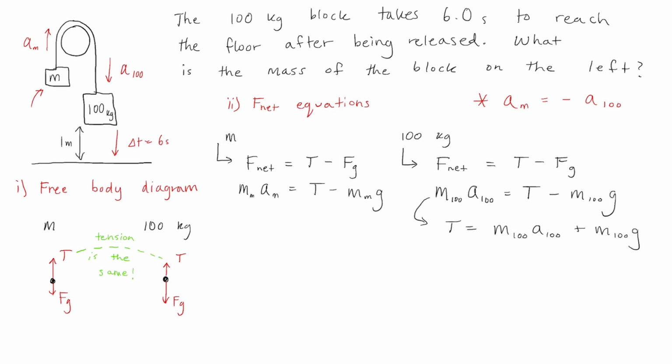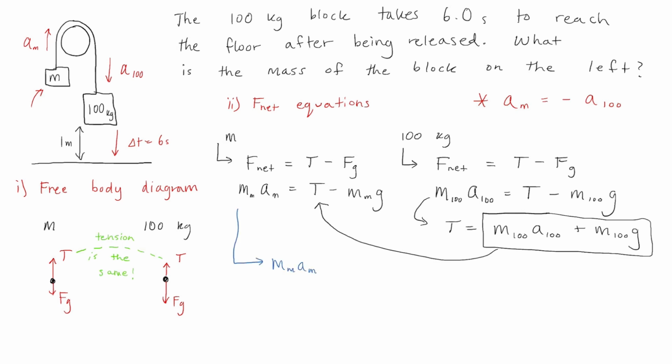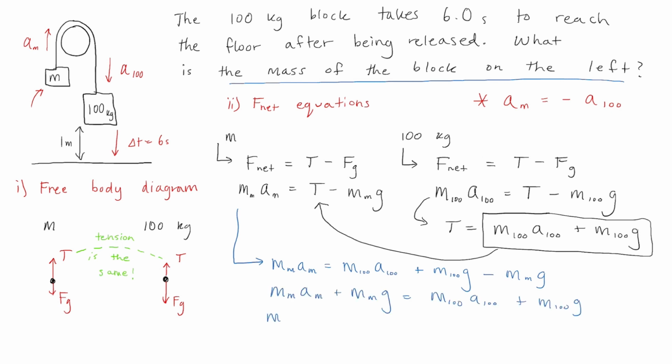And the reason I do that is because the tension force is the same for both blocks. So I can take the value of the tension force for the 100-kilogram block and plug it in to the tension force for the block on the left. And when I make that substitution, we get this equation. And now remember, we are solving for the mass of the block on the left. That means I need to rearrange this equation and isolate for the mass of the block on the left. And once I've isolated for the mass of the block on the left, I get this equation.